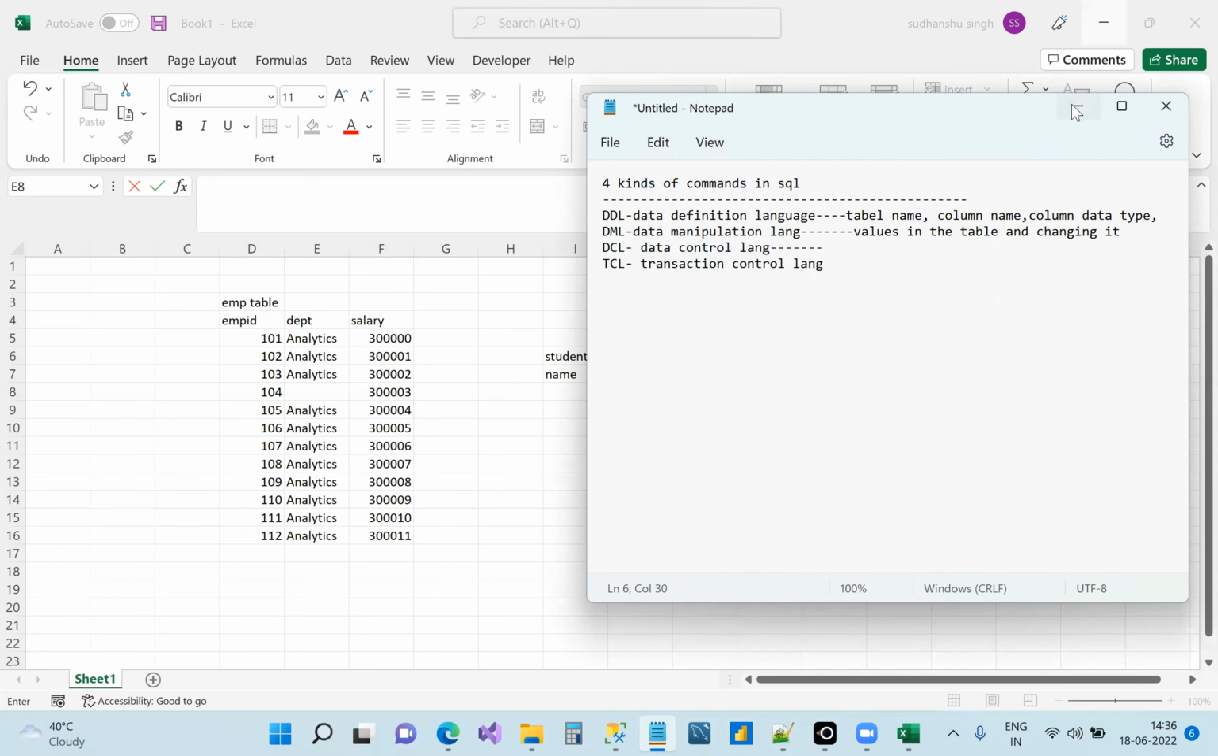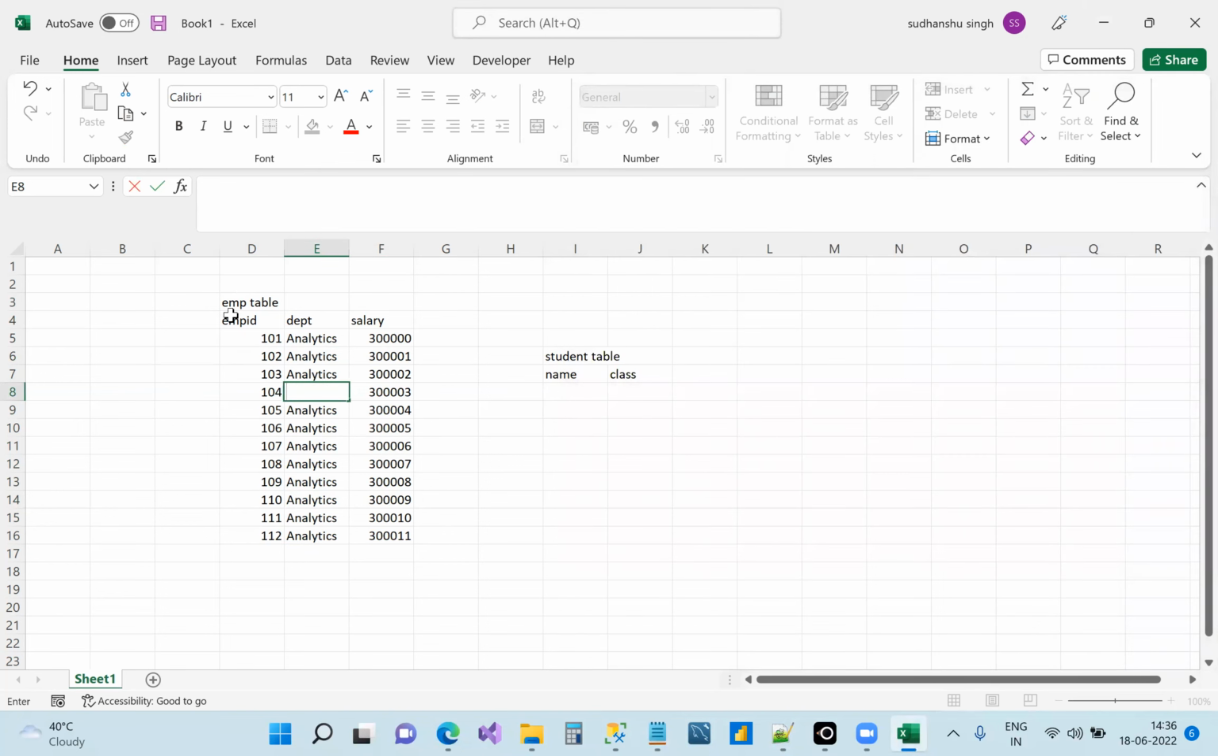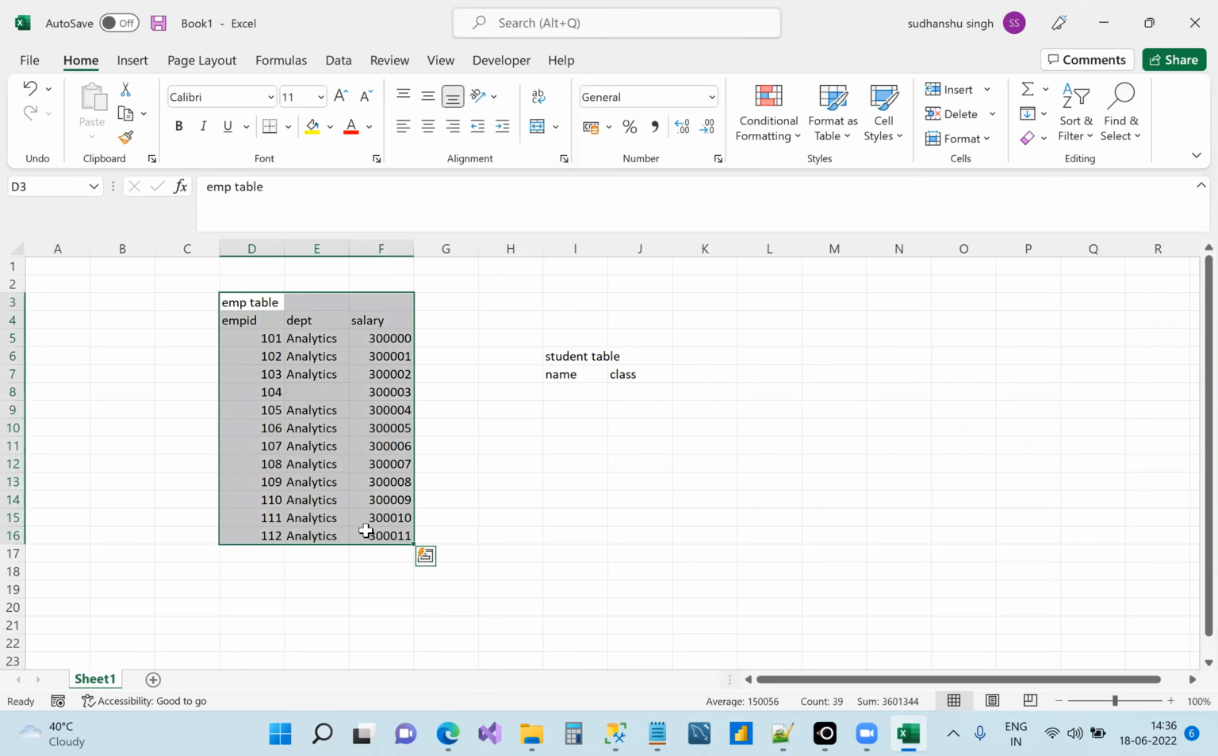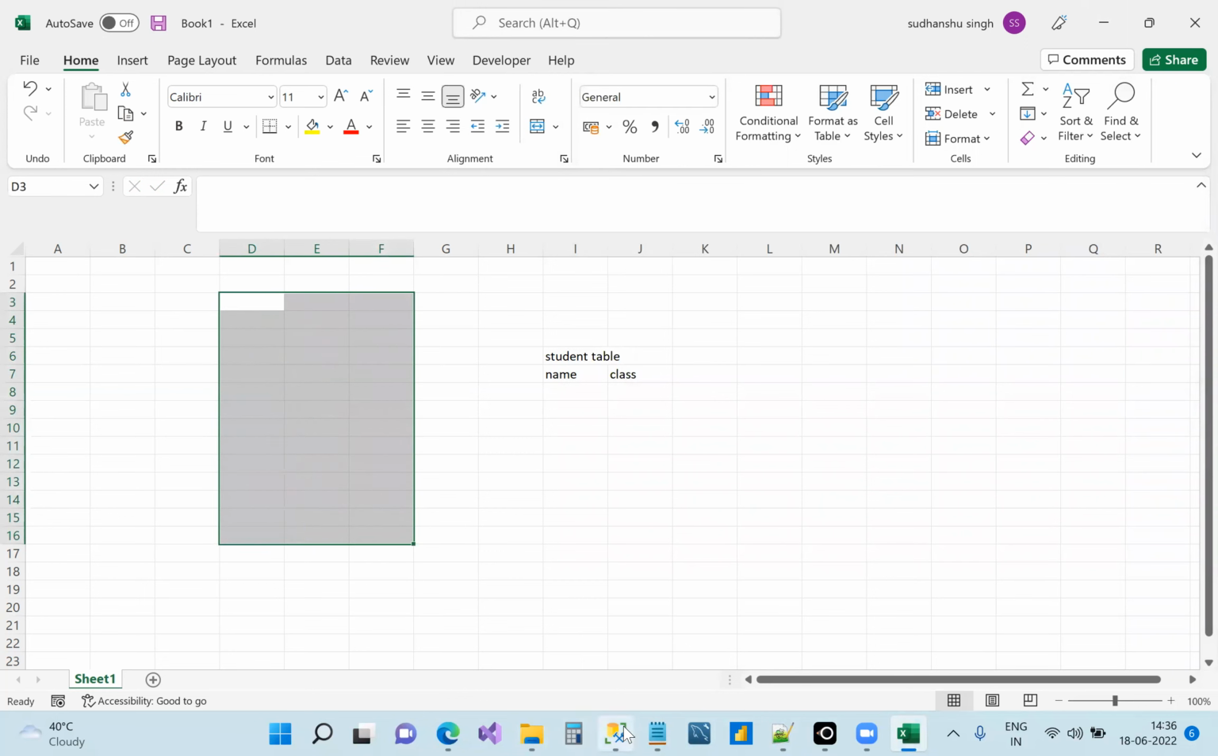And now suppose I want to delete this entire thing. All table gone. This should come in which?